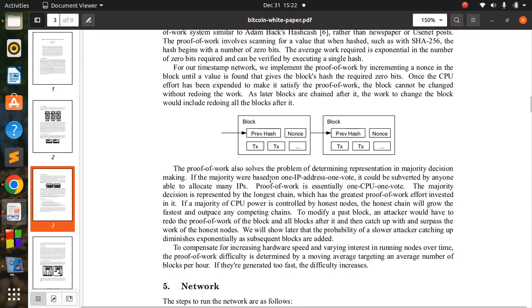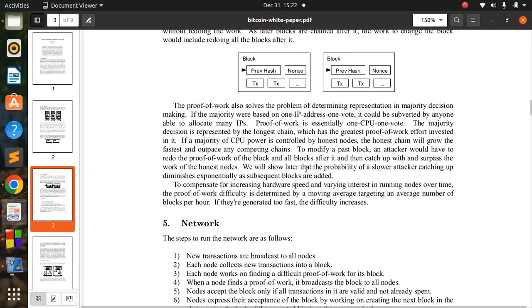Now the proof of work also solved the problem of determining representation in majority decision making. If the majority were based on one IP address, one vote, it could be subverted by anyone able to allocate many IPs. That's why many miners are competing. Remember, this is a network. You see an IP address coming in.